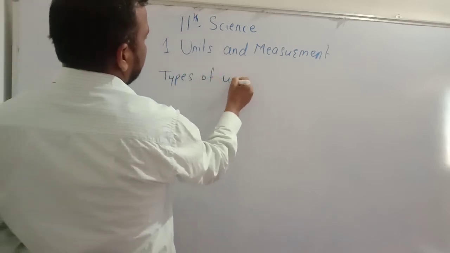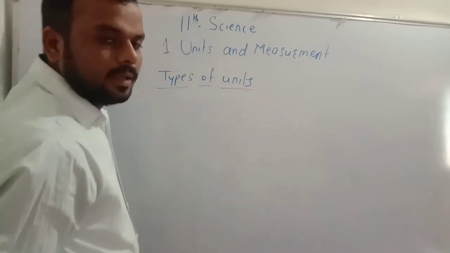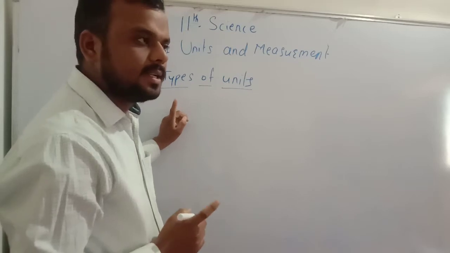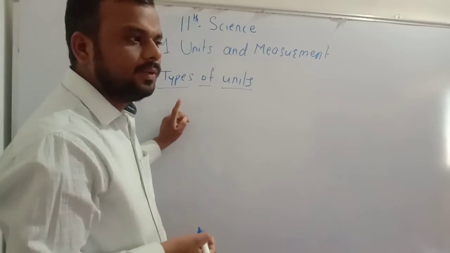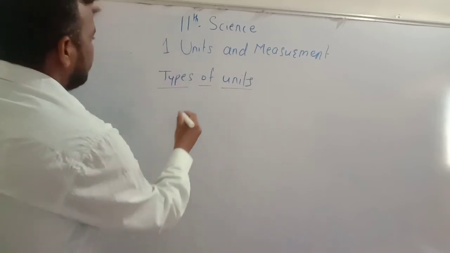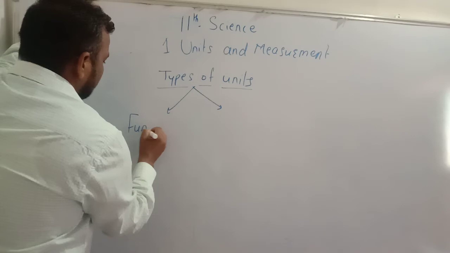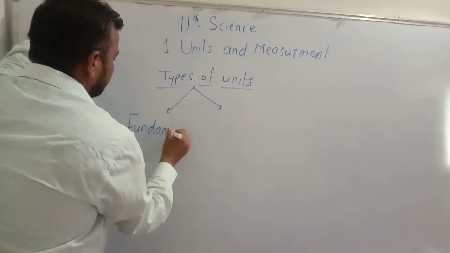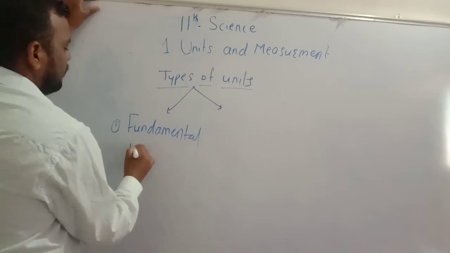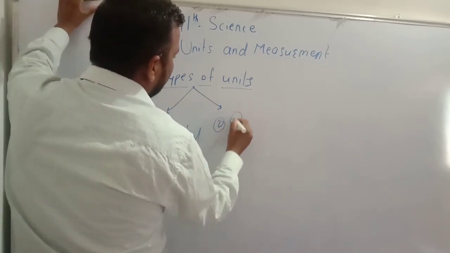Next point is the types of unit. In the previous point we have seen what is the unit. It is the standard used for the measurement. Then we have the system of unit. Next point is the types of unit. There are two types of units: the fundamental unit, and the derived unit.